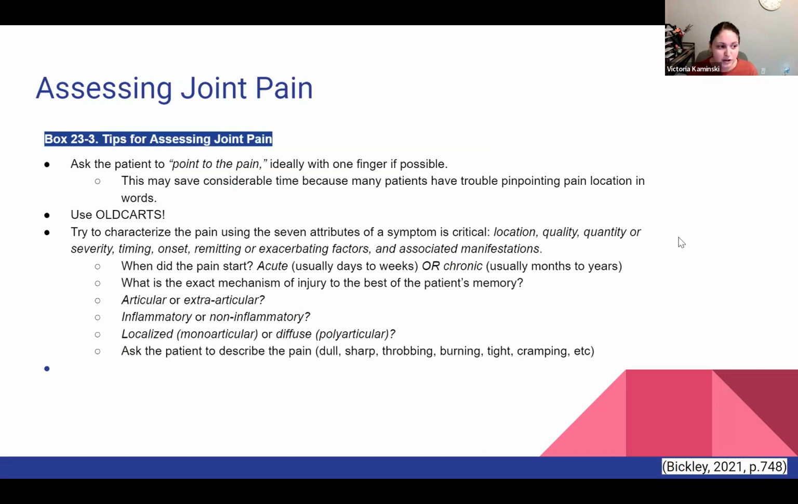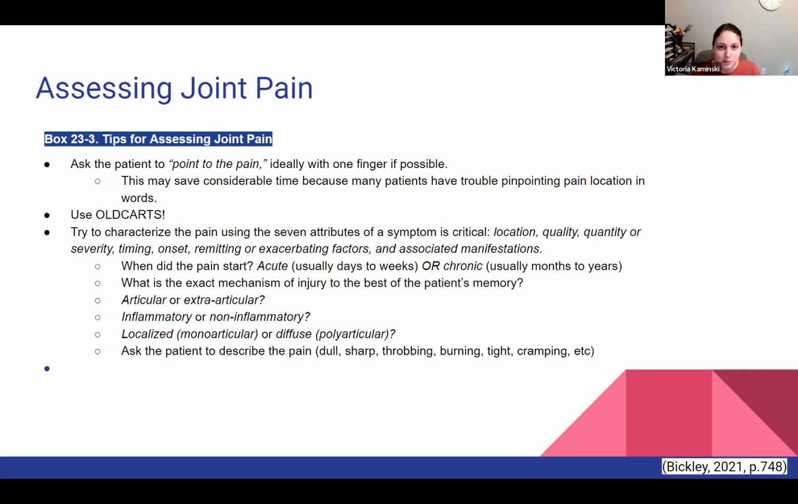Assessing joint pain, you definitely want to make sure you're asking your patient very good questions. And so this is a lot of times where that OLD CARTS is going to come into play, but you want to ask your patient to pinpoint the location of their pain. So specifically, point, and one finger if possible. Show me where you hurt. Can you point and show me? Again, with characterizing that pain, you want to ask them about location, quality, quantity or severity, the timing, onset, remitting or exacerbating factors, and associated manifestations.